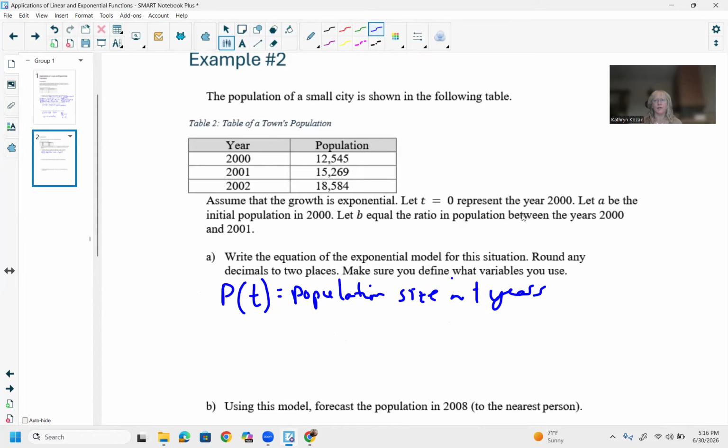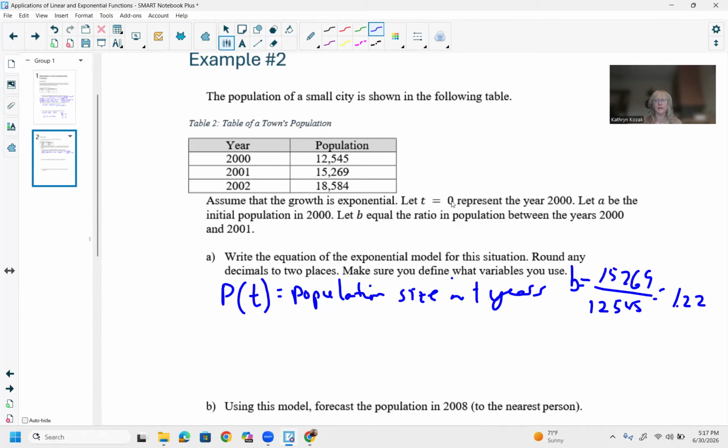I'm going to let B be that ratio of the population between those 2 years. So I've got to go find out what B is. So the first thing I need to do is take my 2 years, 2000 and 2001. 2001 was 15,269. 2000 was 12,545. And that's going to represent B. And so if I take out my calculator, that comes out to be 1.22.